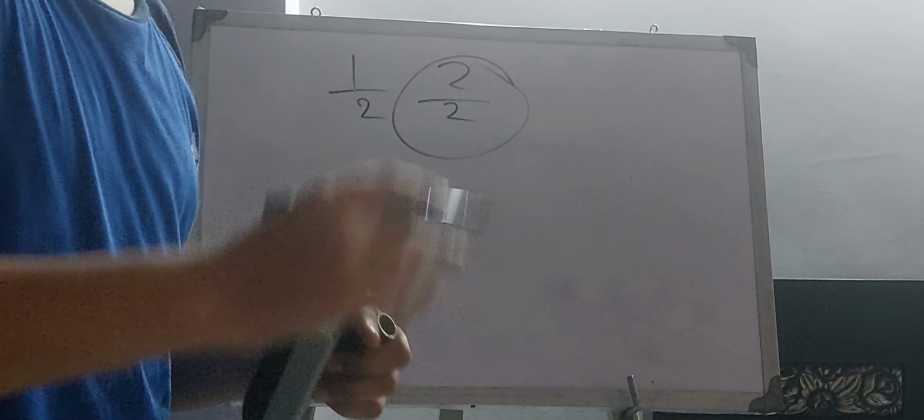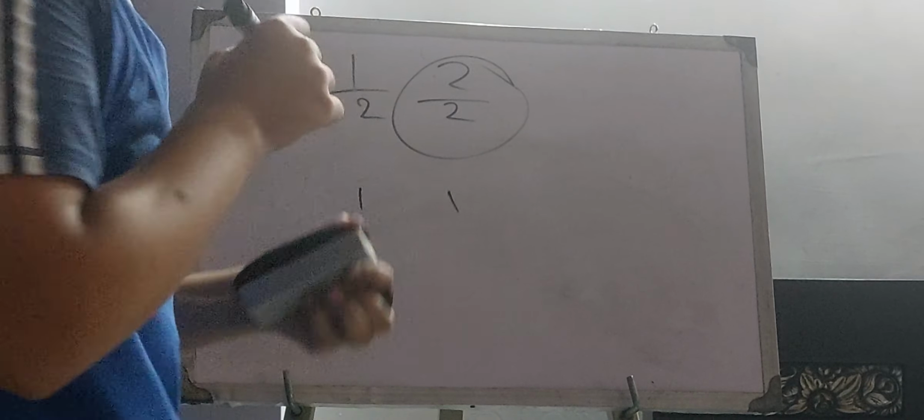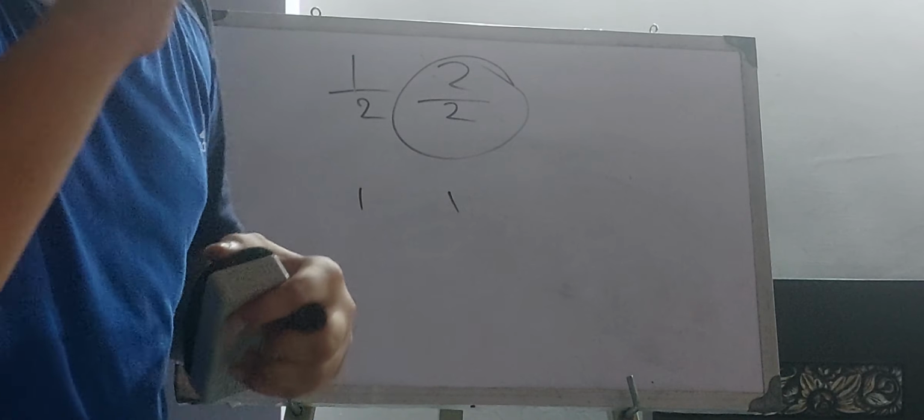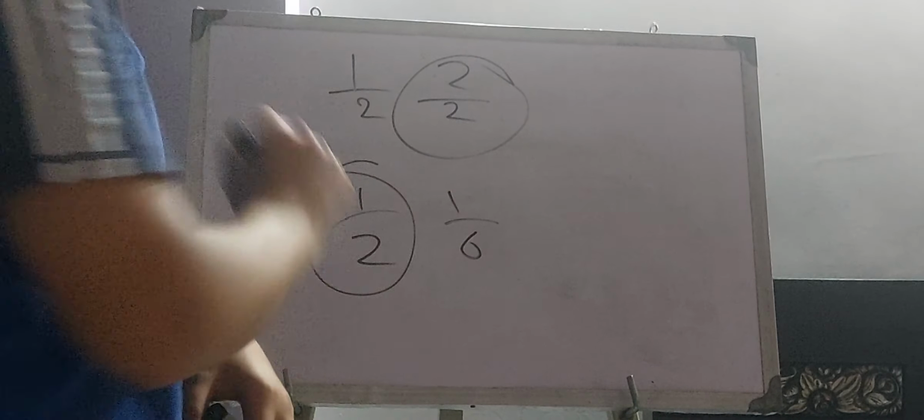So I'll tell you another rule. If the denominators are the same, always look at the larger numerator. Which is larger? This one, because the denominators are the same, so you have to look at the larger numerator. If the numerators are the same, you have to look at the smallest denominator. That means this would be the bigger one.